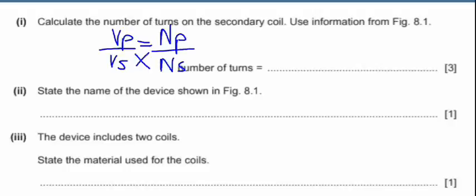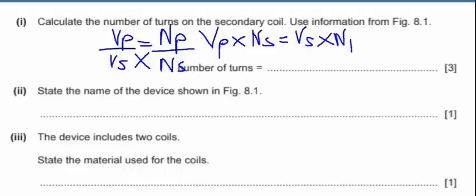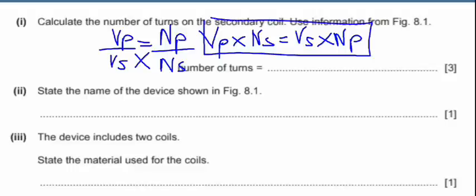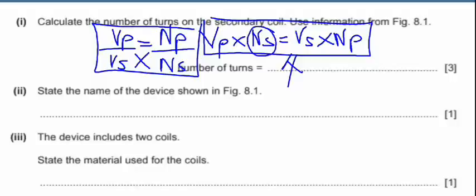So if here we multiply, what are we going to have? We are going to have the voltage on the primary coil multiplied by the number of turns on the secondary coil being equal to the voltage on the secondary coil multiplied by the number of turns on the primary coil. You can just use this one here, or this one here, whichever way you choose. So now I'm going to use this one here. We have been told to calculate the number of turns on the secondary coil, which is NS.